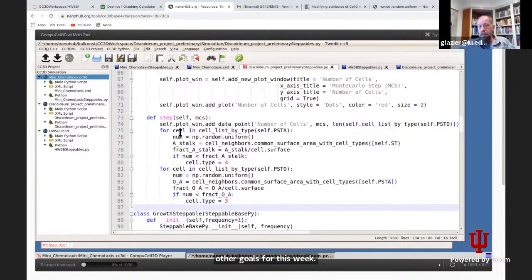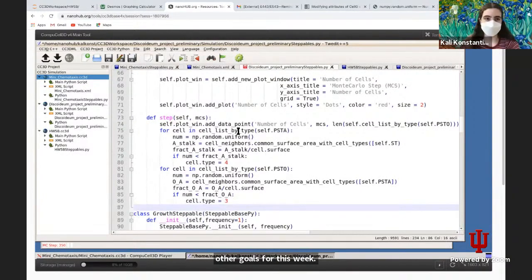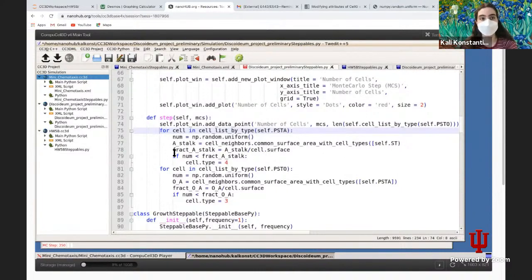In the Dictyostelium model, I put it in the step function, I think, for the main steppable. The idea is that pre-stock A cells will differentiate into stock cells, and pre-stock O cells will differentiate into pre-stock A cells at a probability that is proportional to the contact area with that other cell in question. So I took that to mean that if a cell has 100% contact area with the type that it's supposed to differentiate into, there's a 100% chance that it will differentiate. And if it's 0% contact area, then there's a 0 chance.